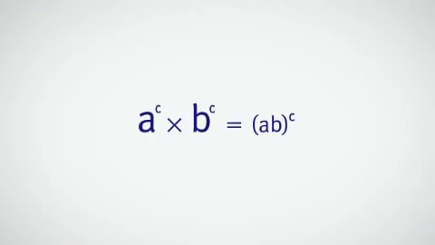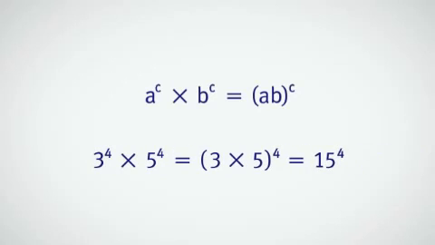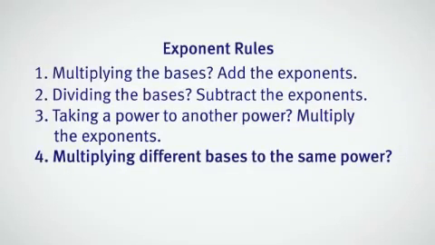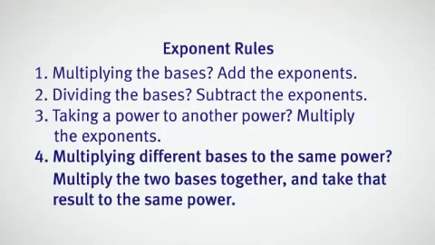When you're multiplying two different bases that are each taken to the same exponent, you can simplify the expression by writing the product of the two bases taken to that same exponent. Say you're multiplying 3 to the 4th power times 5 to the 4th power. You could simplify this by multiplying the bases, which gives you 15, and taking the product to the same power, 4. Be careful not to change the exponent if you're using this rule. Rule 4. When multiplying different bases to the same power, multiply the two bases together and take that result to that same power.